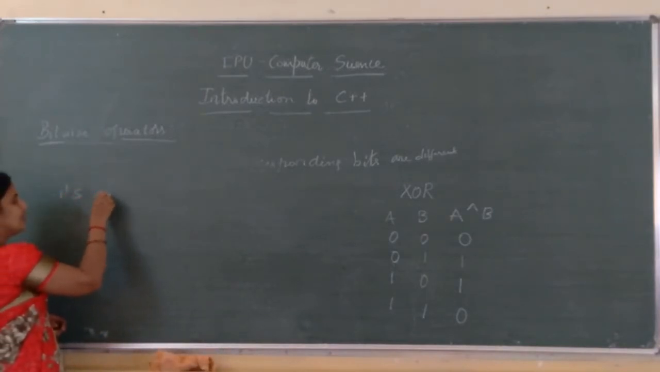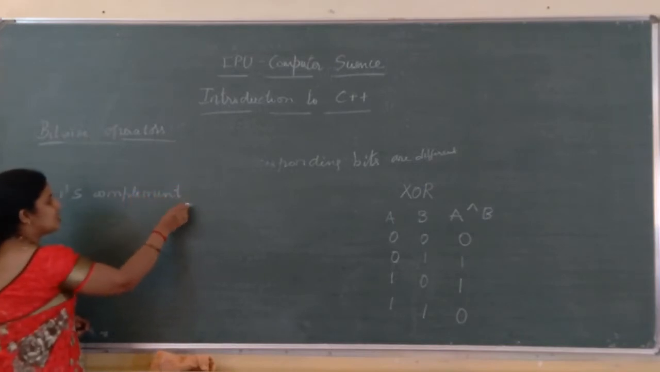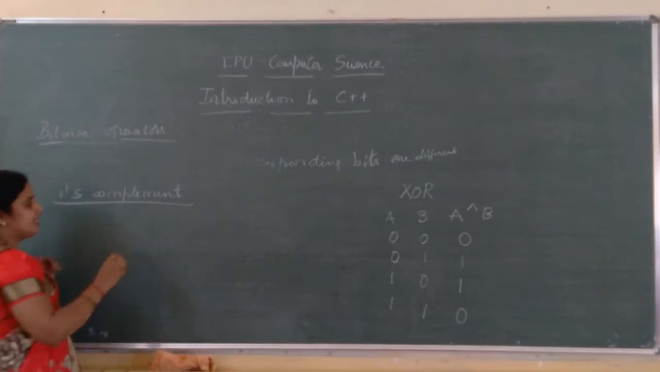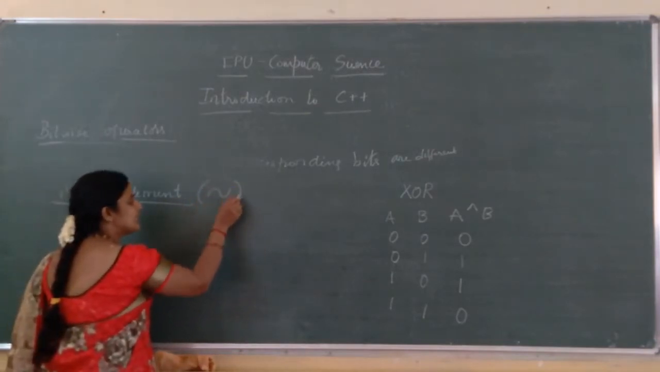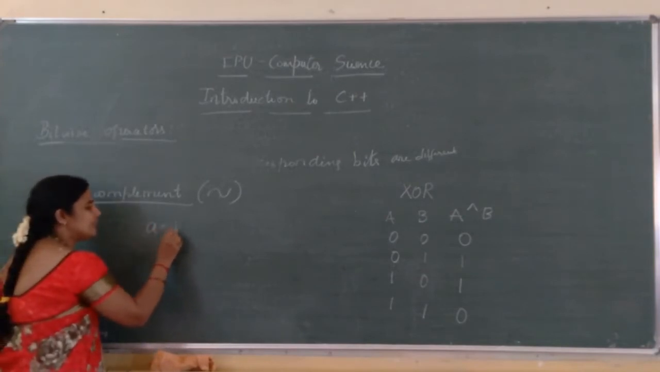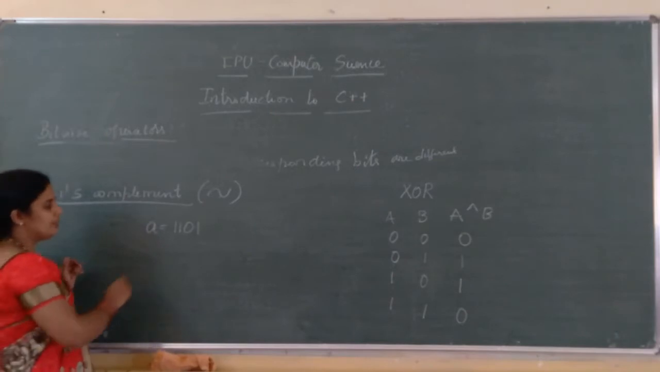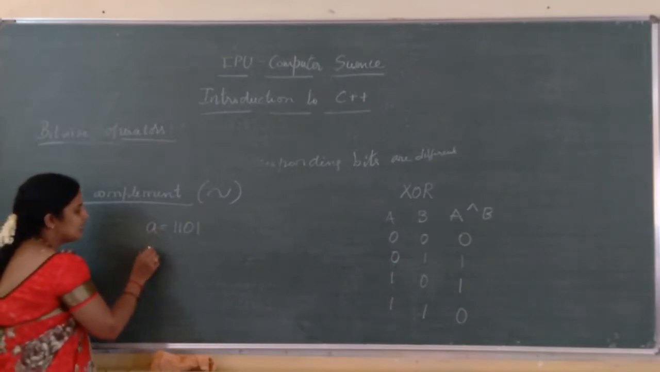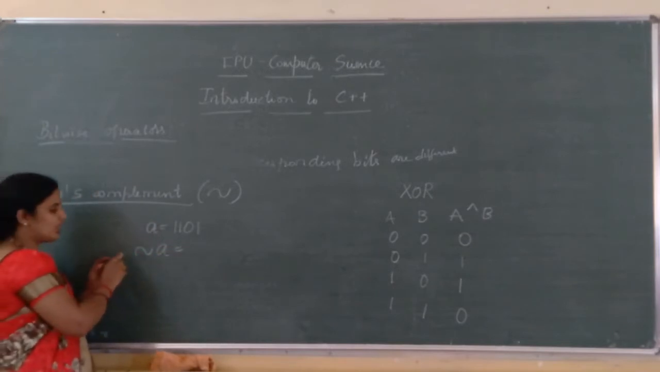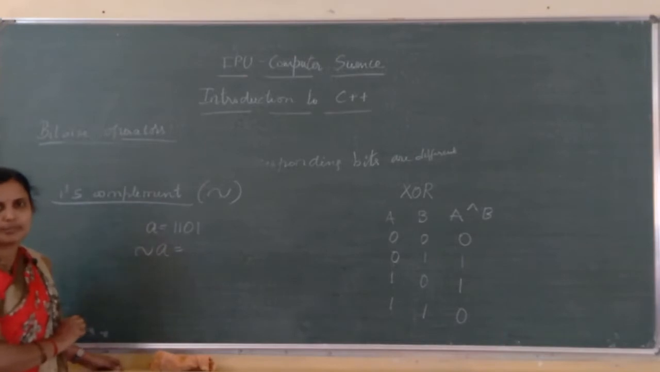Ones complement. This is also a bitwise operator, the ones complement operator. The symbol used is like this. I will consider A is equal to 1 1 0 1 1 1 0 1, and the ones complement of A. Ones complement of A is equal to how much? What does it do? What does ones complement mean?